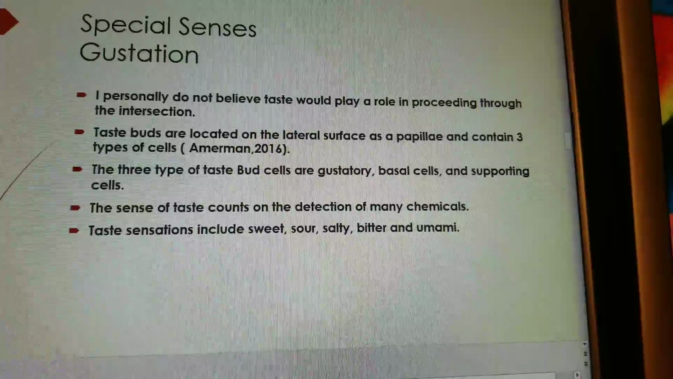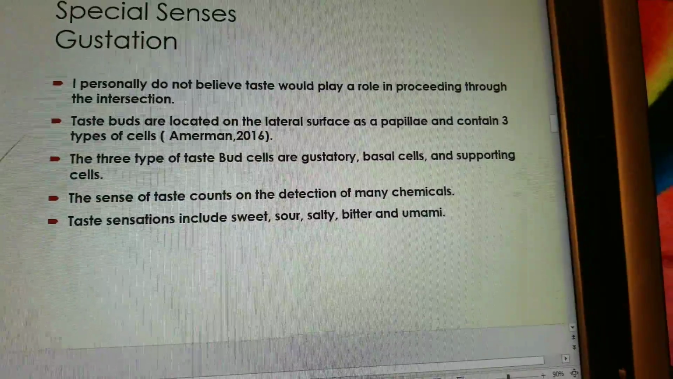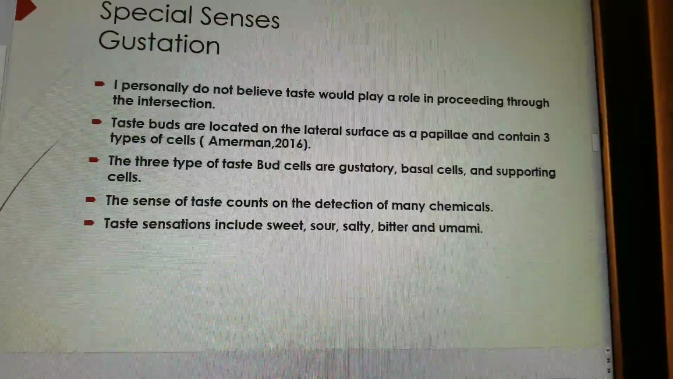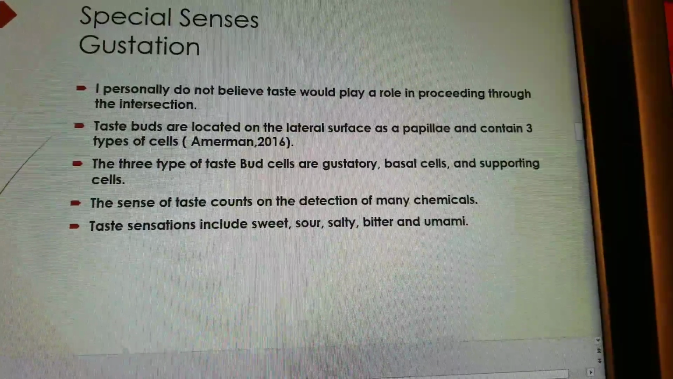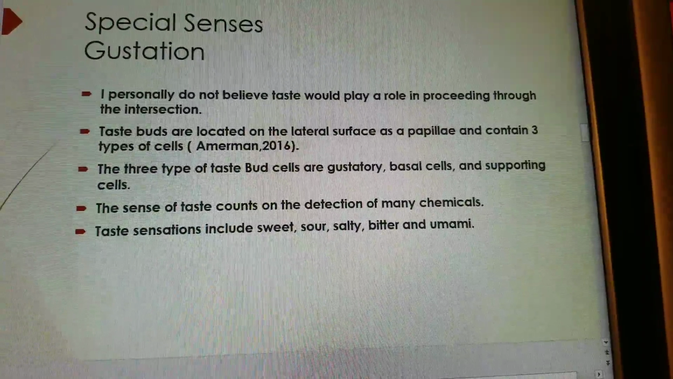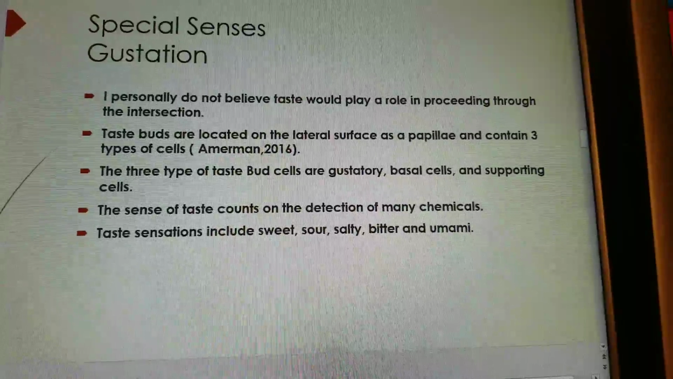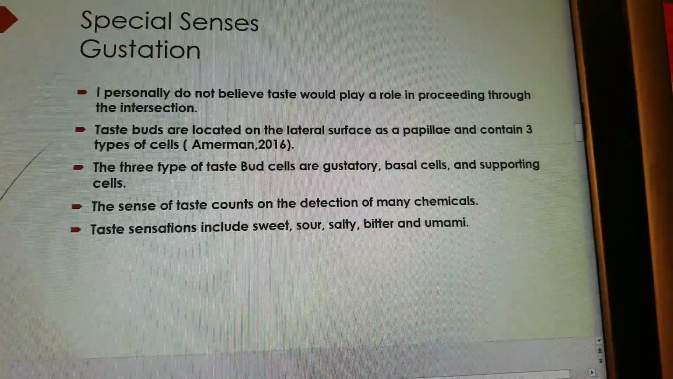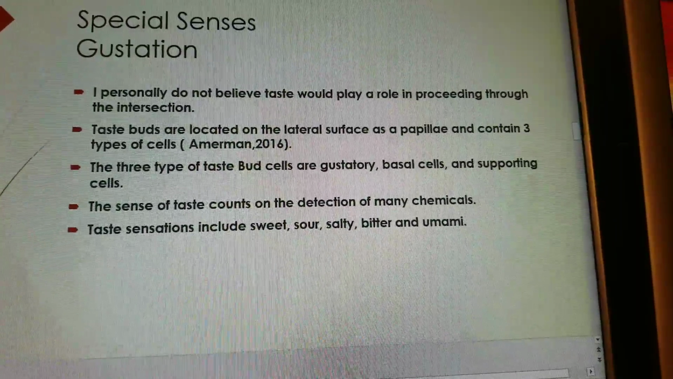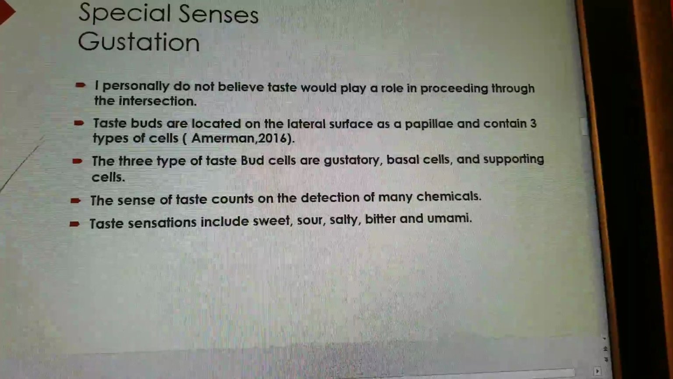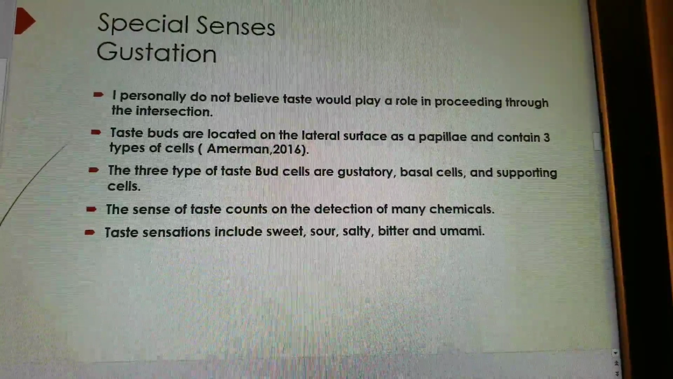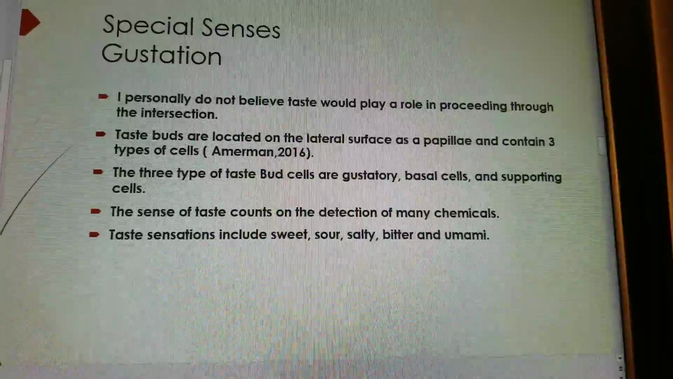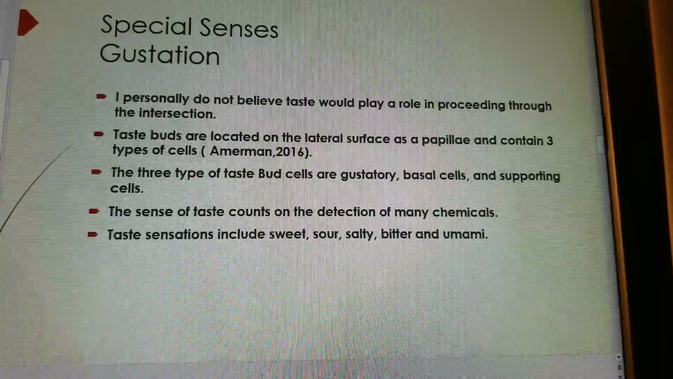I personally do not believe taste would play a role in proceeding through the intersection. Taste buds are located on the lateral surface of the papillae and contain 3 types of cells. The 3 types of taste bud cells are gustatory cells, basal cells, and supporting cells. The sense of taste counts on the detection of many chemicals. Taste sensations include sweet, sour, salty, bitter, and umami.